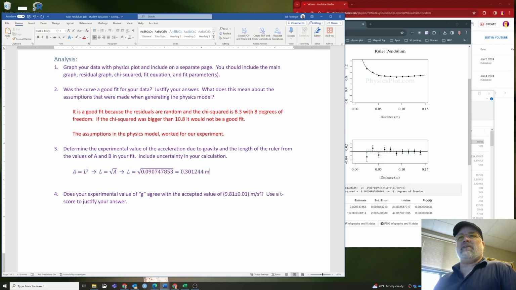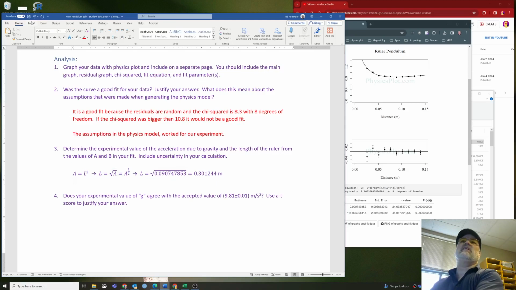Okay, so we have calculated L from our value of A. Next, we need to know what's the uncertainty in L. And there's a whole video on doing this, so I don't want to go into the whole thing. But if we look at this equation, it is the same as A raised to the 1/2 power.